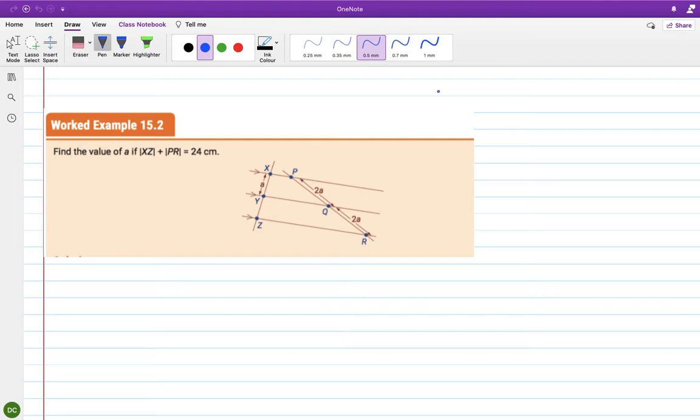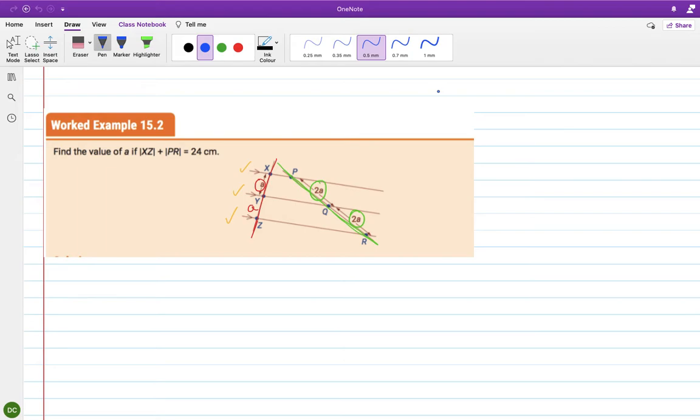So here's another one, just with a bit of algebra in it. Find the value of A if XZ plus PR is 24. Okay, so we have 3 parallel lines, 1, 2, 3. We have a transversal over here. See it there? And it says that that's been cut into 2A and 2A, which means it's been cut into equal segments. So if that one has been cut into equal segments, then this one must also be cut into equal segments. So if the top part is A, then the bottom part is also A.